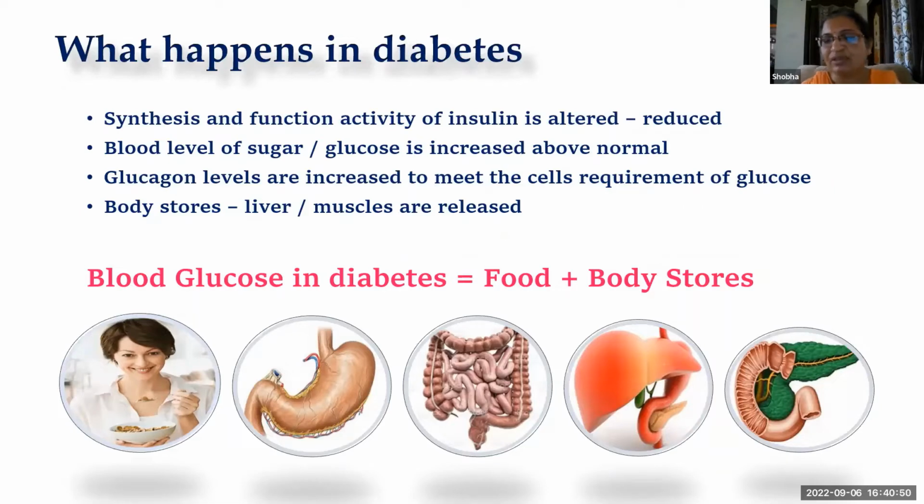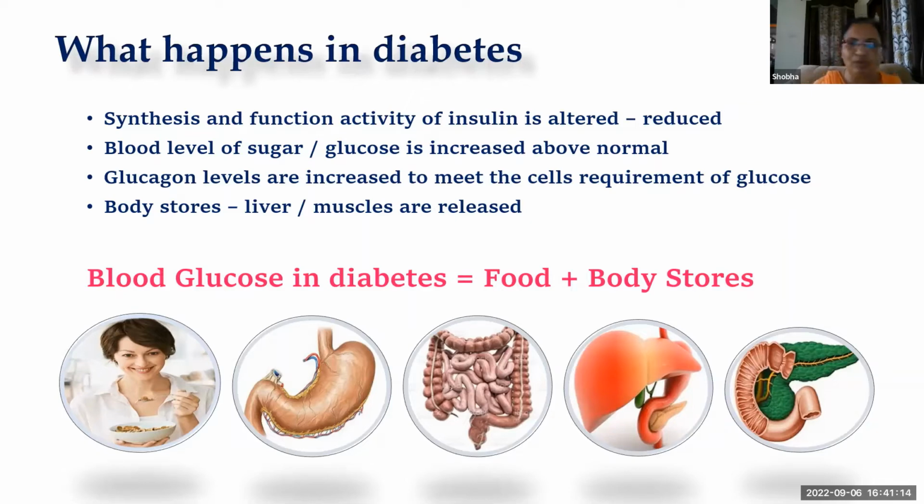And from the liver, the management of the blood sugar happens with the pancreatic enzymes. But in case of diabetes, the synthesis and functional activity of the insulin would be altered. Either it is reduced or it is deficient. Either the synthesis is reduced or the functionality is reduced. So the blood sugar levels, or what you call glucose, increase above the normal level.